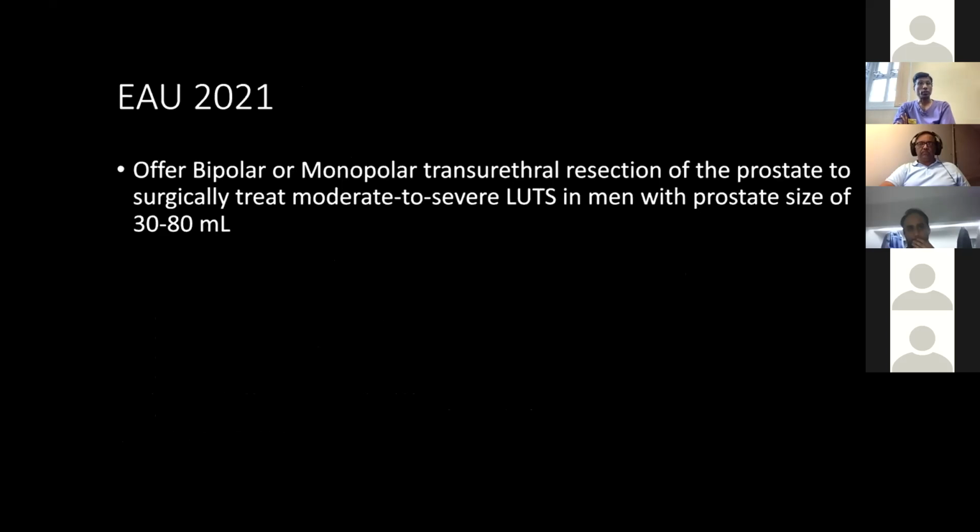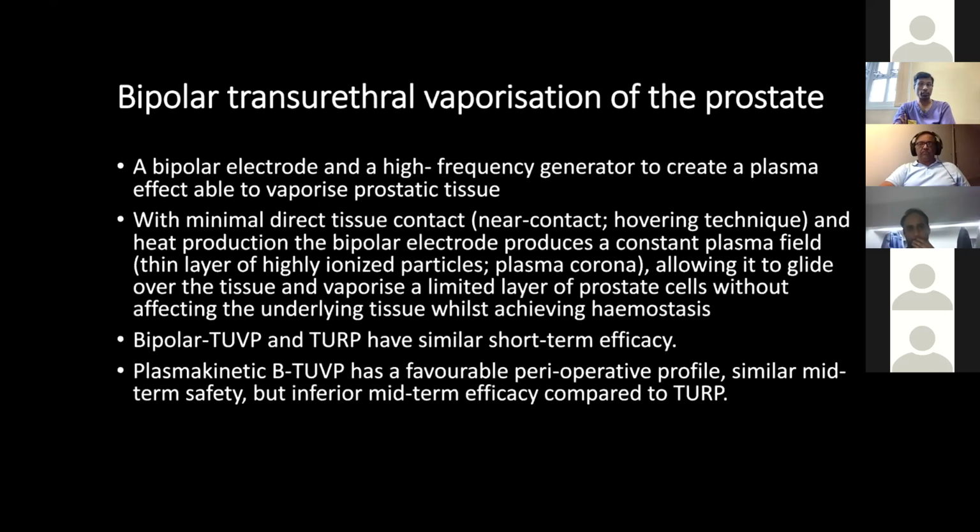The EAU 2021 guidelines, which I hope you are all following, say to offer bipolar or monopolar TURP if the prostate is between 30 to 80 ml. If it is more than 80 ml, we need to be very careful in offering TURP as a choice, because as you know, holmium enucleation, or any enucleation, is better suited for larger prostates.